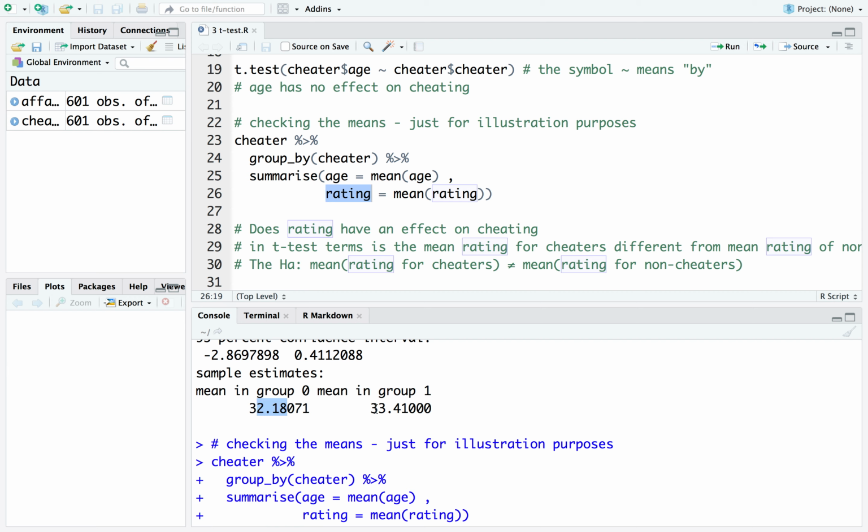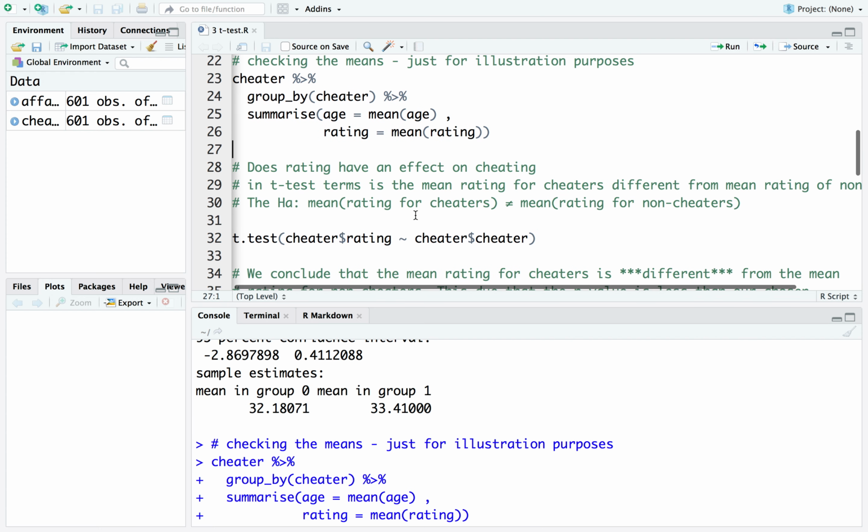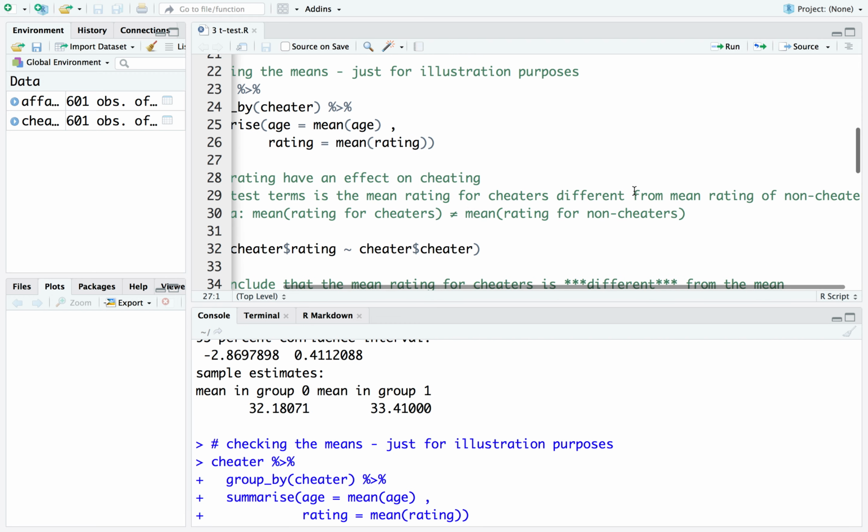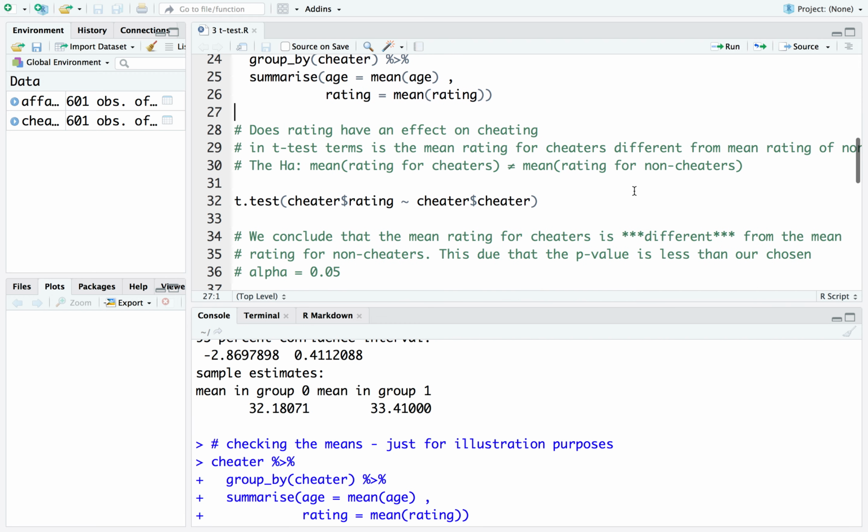32.2 rounded and 33.4 rounded. Okay, does rating have an effect on cheating? In t-test terms, is the mean rating for cheaters different from the mean rating of non-cheaters? The alternative hypothesis: mean rating for cheaters not equal to mean rating of non-cheaters. Cheaters versus non-cheaters. Let's run this.